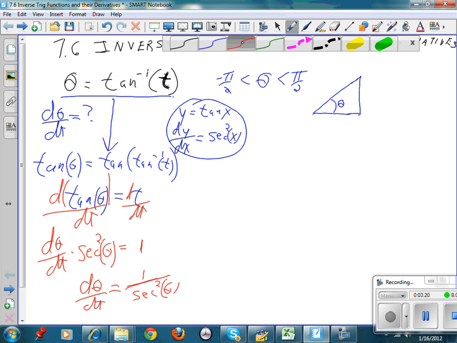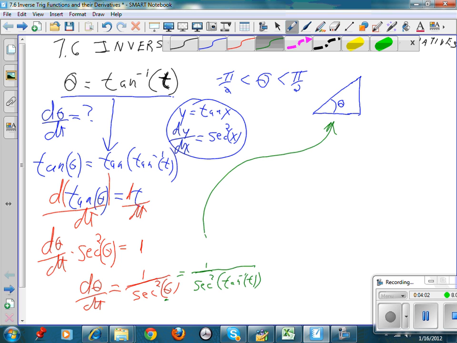Now this is true. We get d theta dt as a function now of theta. I really want it to be a function of t. So what is theta? Well, theta is the inverse tangent of t. I could write that as the secant squared of the inverse tangent of t. That's not going to match any of my work, though. So I want to get the answer I'm looking for. What I'm going to do is simplify this even more.